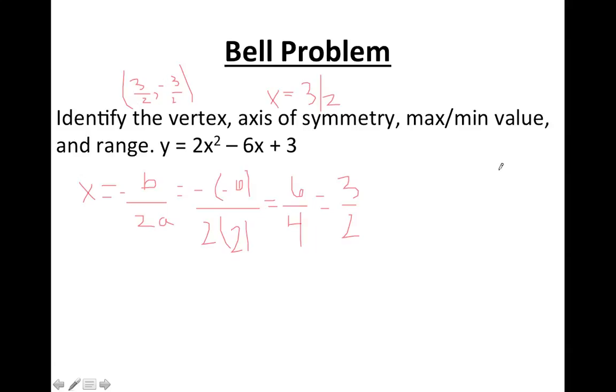Which means we have to figure out if we have a max or a min. Since our graph opens up, we will have a min, and it's the y value of our vertex, so negative 3 halves. And then our range, put that down here, y, since our graph opens up, greater than or equal to negative 3 halves.